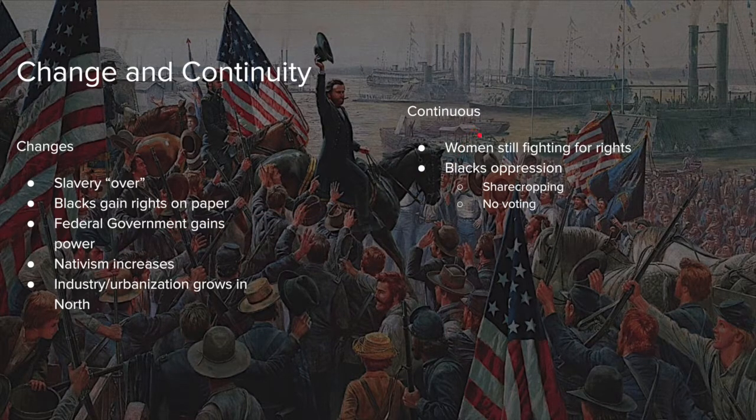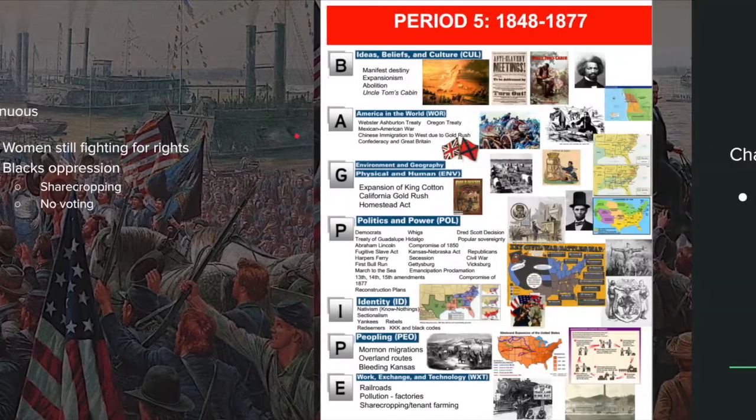What is continuous? What's staying the same? Women are still fighting for rights. Okay, that is going to continue for a very long time in American history. And of course, blacks are still being oppressed. I didn't put it all here, but sharecropping, not being allowed to vote. So these 2 things are remaining continuous.